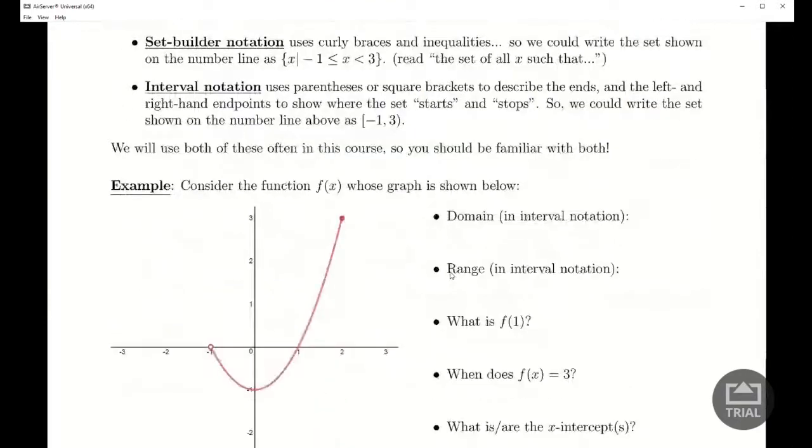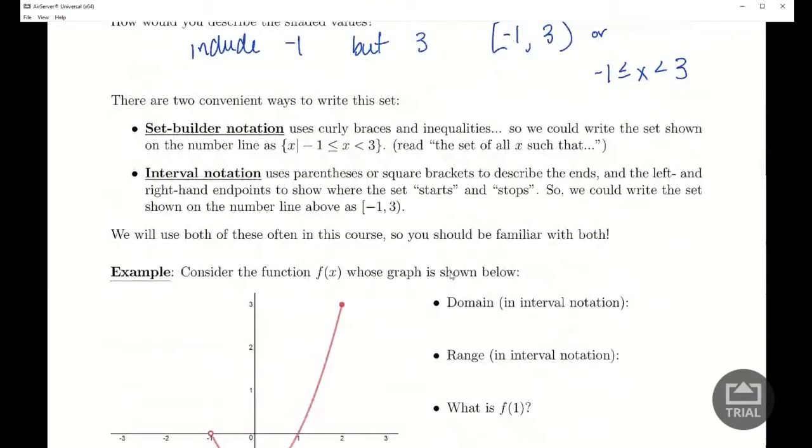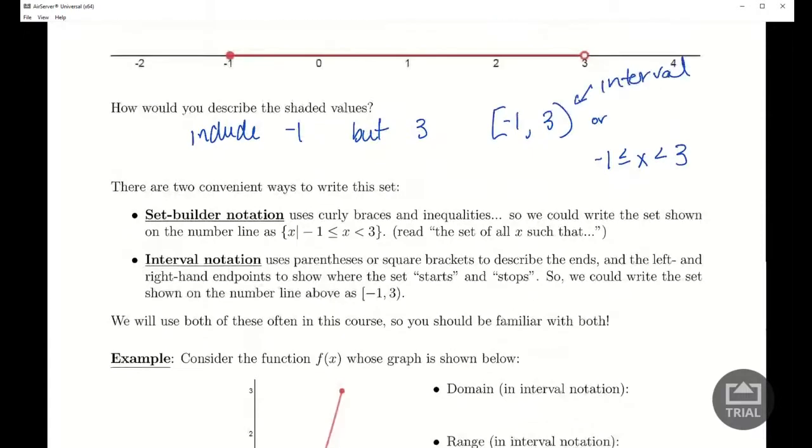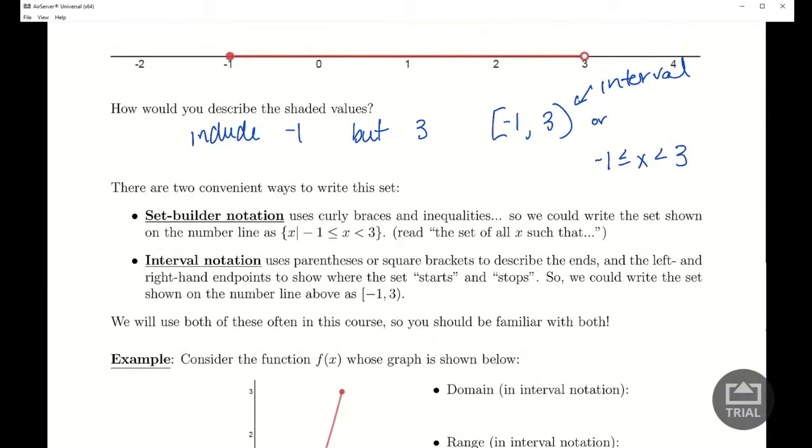Okay. Questions about any of that? We understand that the bracket is included. A parenthesis is not. Anytime you have infinity or negative infinity, you are going to use a parenthesis, because by nature of being infinite, you cannot reach it. So.